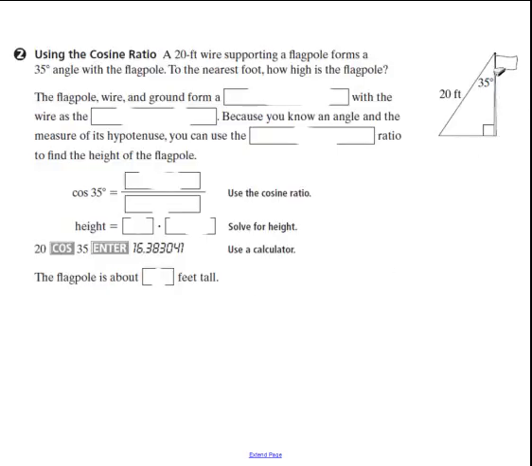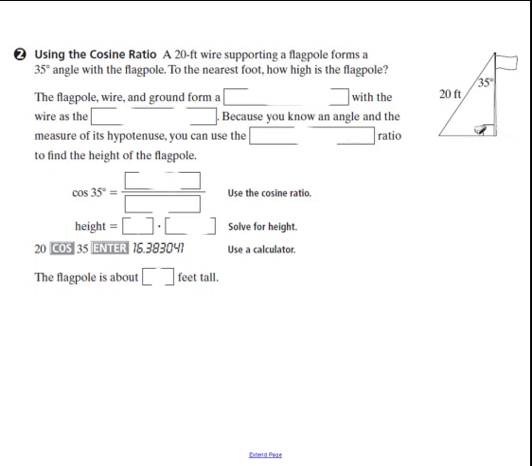Alright, you're going to see lots of these problems, and actually the next lesson that we do, 8.5, is going to have pretty much all problems like this, practical problems using angles of elevation and depression. So we'll get into those next time, but just a similar example here. We have a 20-foot wire that's supporting a flagpole that forms a 35-degree angle with the flagpole. So here's the flagpole, here's the wire that's supporting it. They want to know how high the flagpole is.